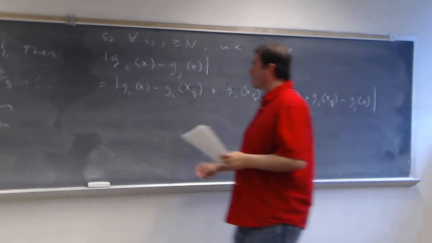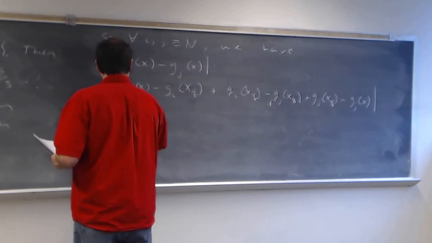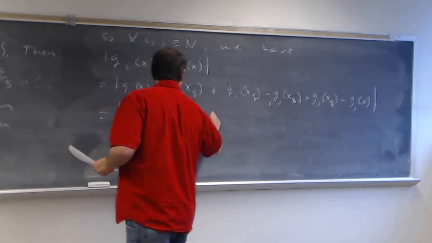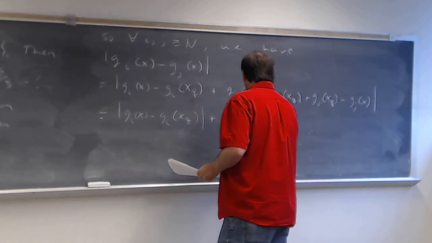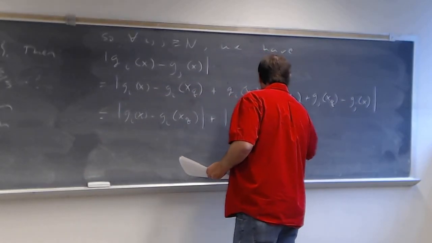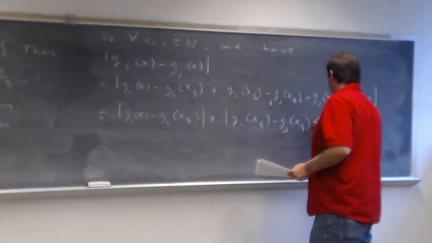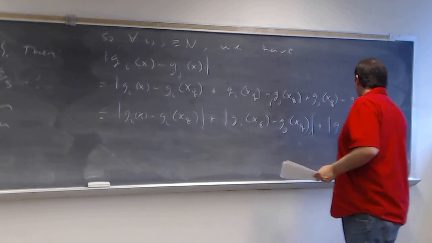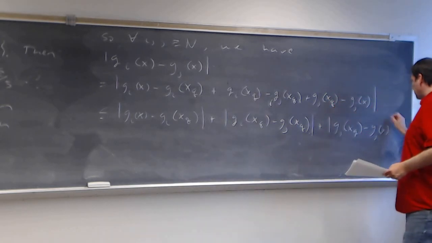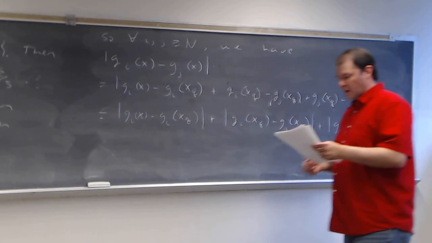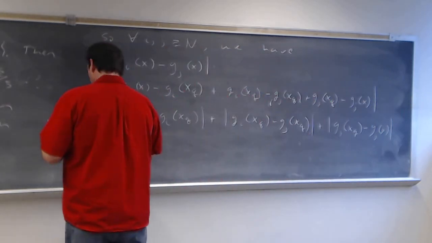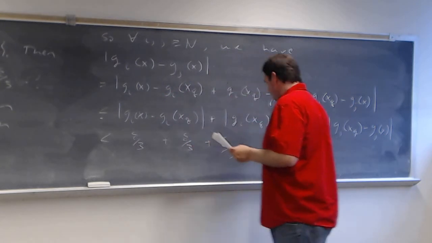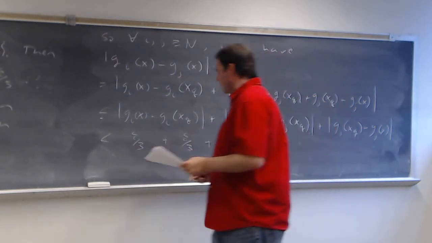And we'll use the triangle inequality here. This is less than the norm of g sub i of x minus g sub i of x sub q plus the norm of g sub i of x sub q minus g sub j of x sub q plus the norm of g sub j of x sub q minus g sub j of x. And so this is going to be less than epsilon over 3 plus epsilon over 3 plus epsilon over 3, which equals epsilon.